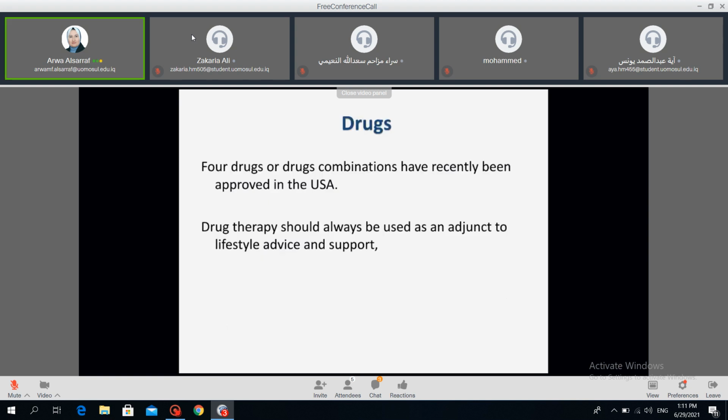Still, there is a role for drugs to treat obesity. Many types of drugs were used before, and most of them were stopped because of critical side effects, especially pulmonary hypertension caused by some drugs. Amphetamine can be used, but before addiction to drugs. So really, now only 4 drugs or a drug combination have recently been approved in the USA, and in some European countries, not all approved.